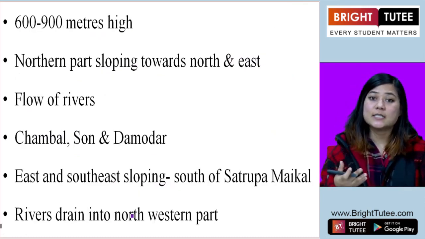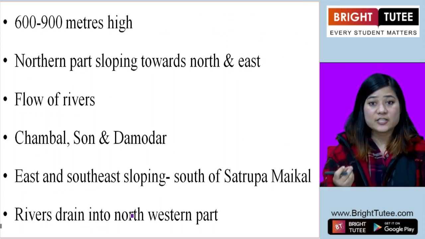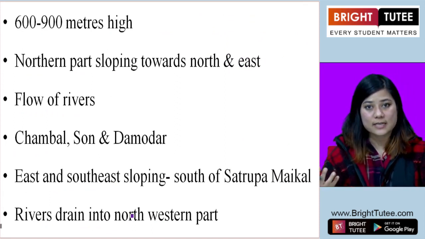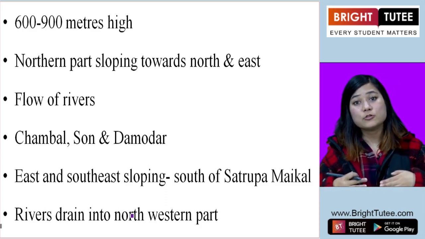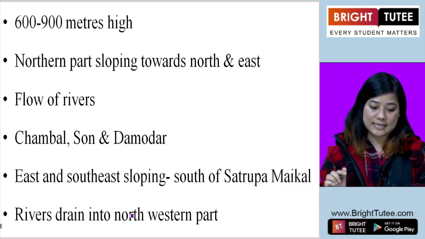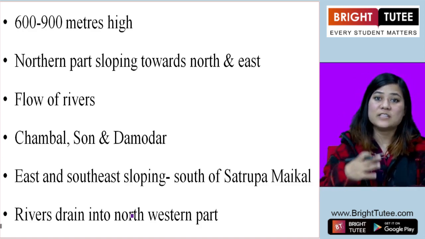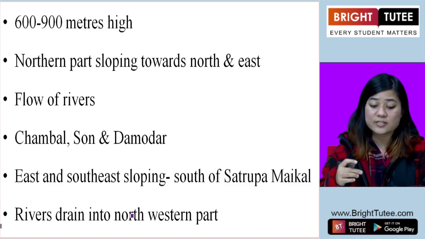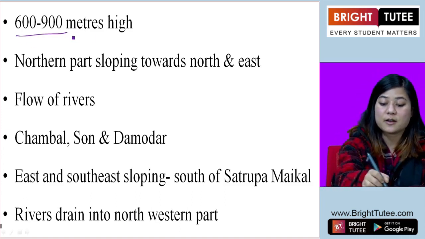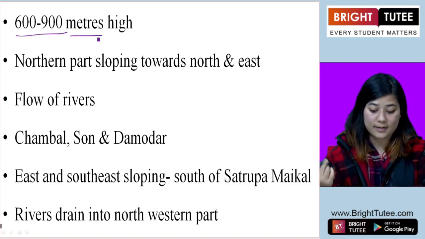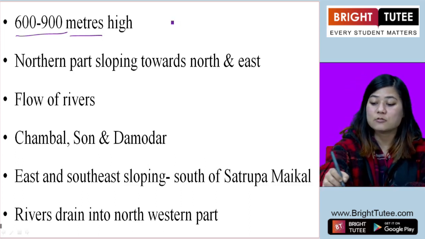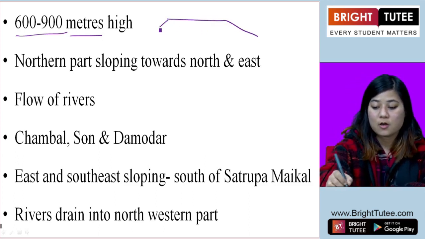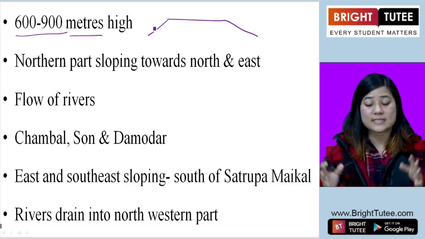Now, when we started looking at the Peninsula Plateau, I mentioned that there are smaller hills, not as tall as the Himalayas, and there are also tabletop kind of landscapes here. The height of these hills and plateaus is between 600 to 900 meters, so they are not so high. And the region has a slope. It is not flat, it slopes on some sides of the entire region.